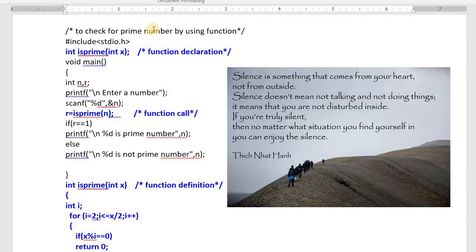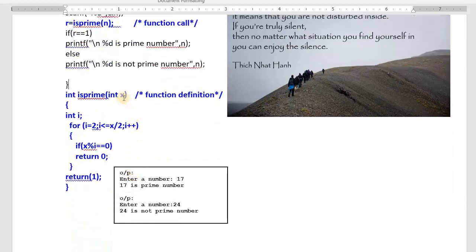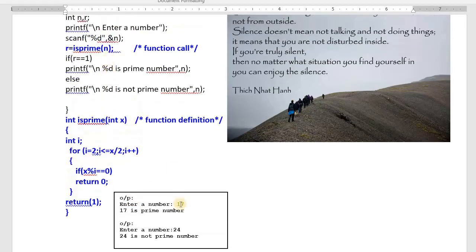Very easy program. See here, how to check entered number is prime or not prime? Already we know the logic. For example, I enter 17. 17 will be stored in n. Isprime, come here. Take the 17. 17 will be transmitted to x. If the given number is prime, this function gives 1. At what time it gives 1? If the given number is prime. If the given number is not prime, then it gives me 0. That's all. Very simple.